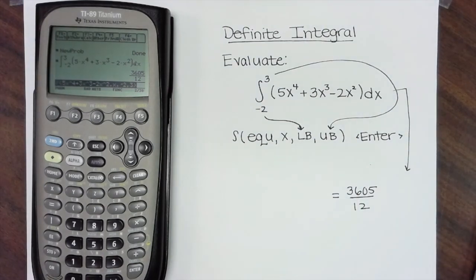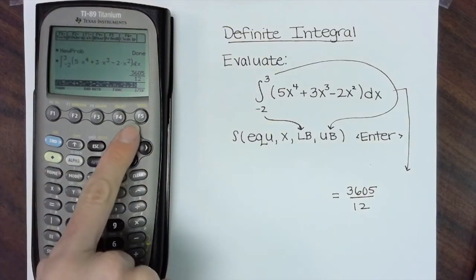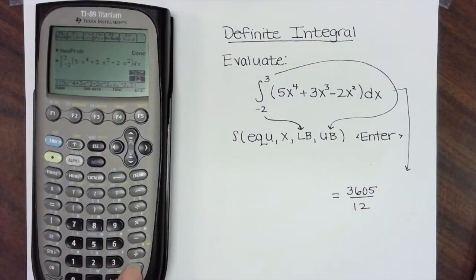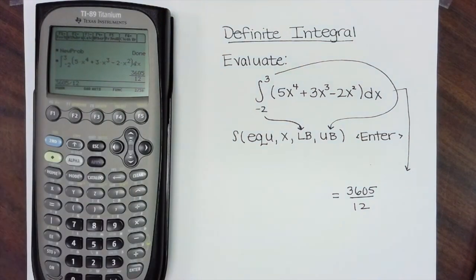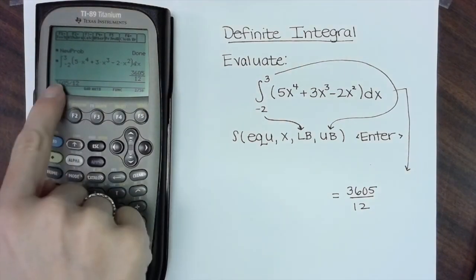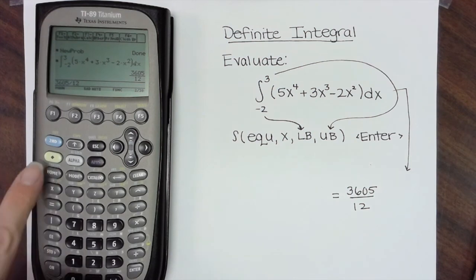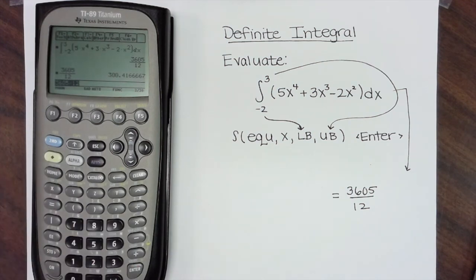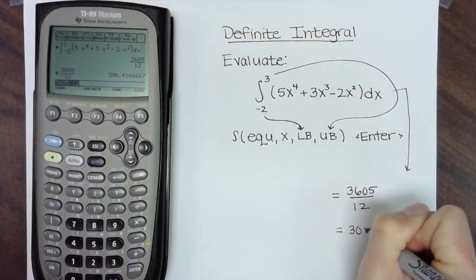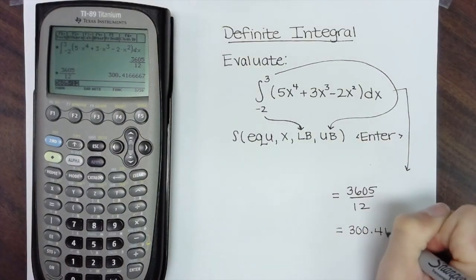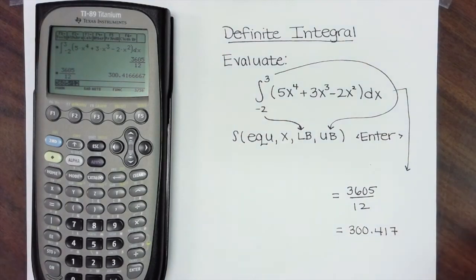Now it gives it to you as a fraction. You can always get a decimal if you do one of two things. You could arrow up and hit enter. What that will do is, when you've highlighted this number, get it back at the bottom of your screen and hit enter, it'll put your answer there. What you can do is hit diamond and enter, and it gives you a decimal approximation of your solution. So my solution is 300.417, and I'm going to round to 3 decimal places. Remember, on the AP exam, it's always 3 decimal places.